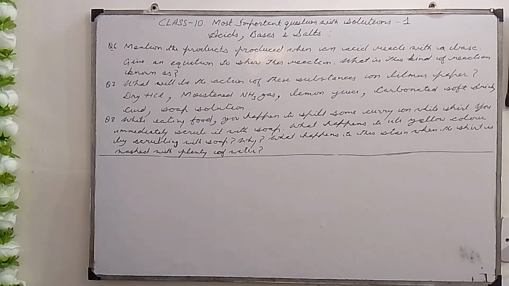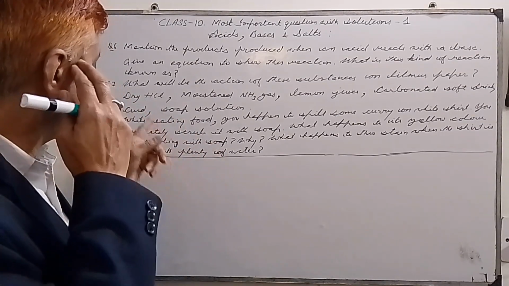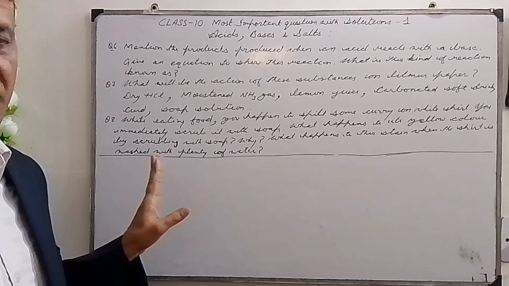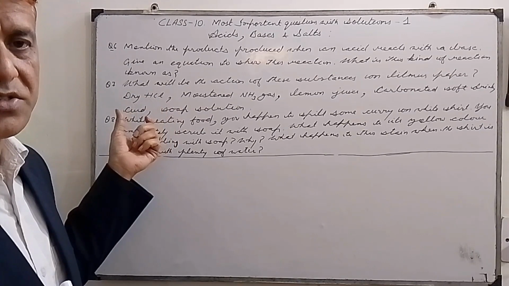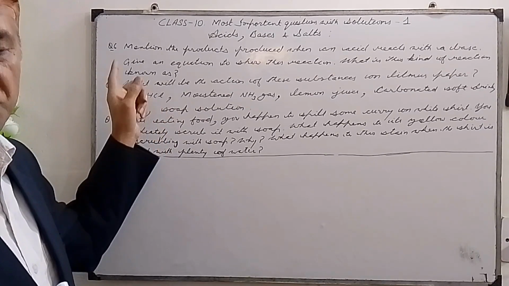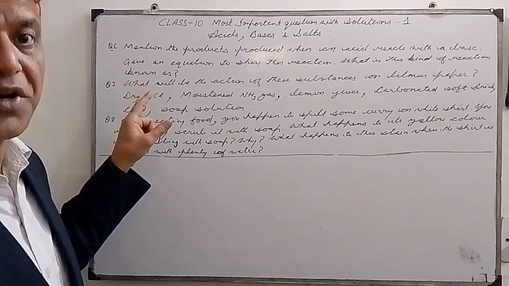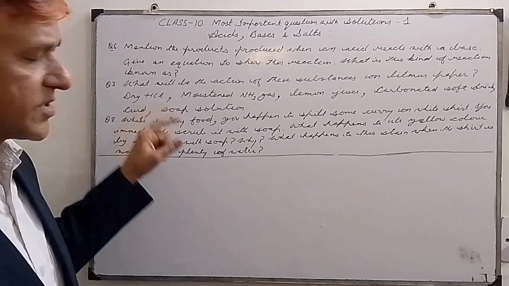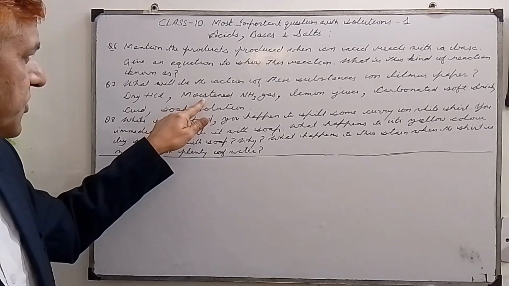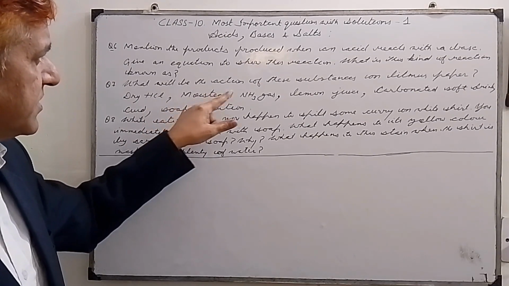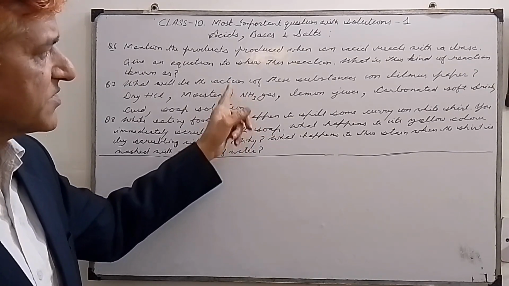Next question is, what will be the action of these substances on litmus paper? Dry HCl. My dear students, dry HCl has no effect on litmus paper, because unless water is there, it cannot show its acidic effect on dry paper, because hydrogen ions are formed only in solution. Then moistened ammonia gas, yes, this will turn red litmus blue.